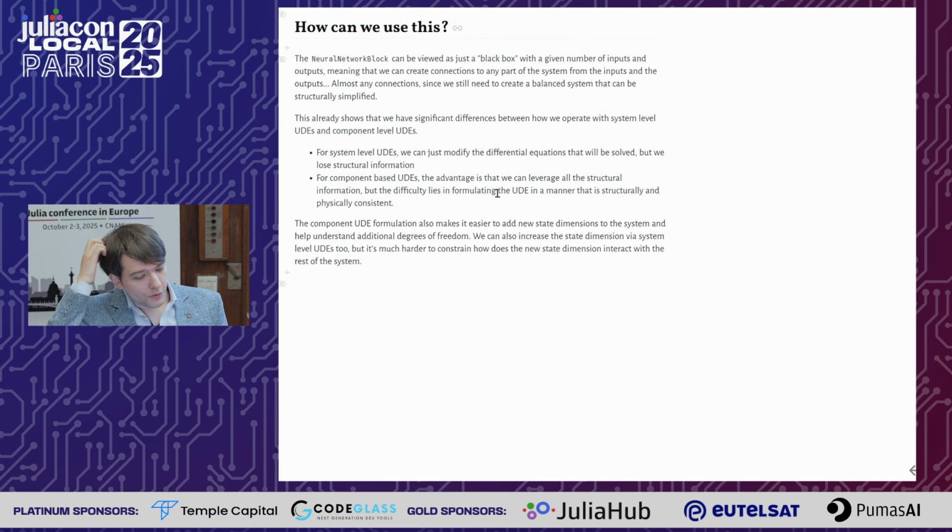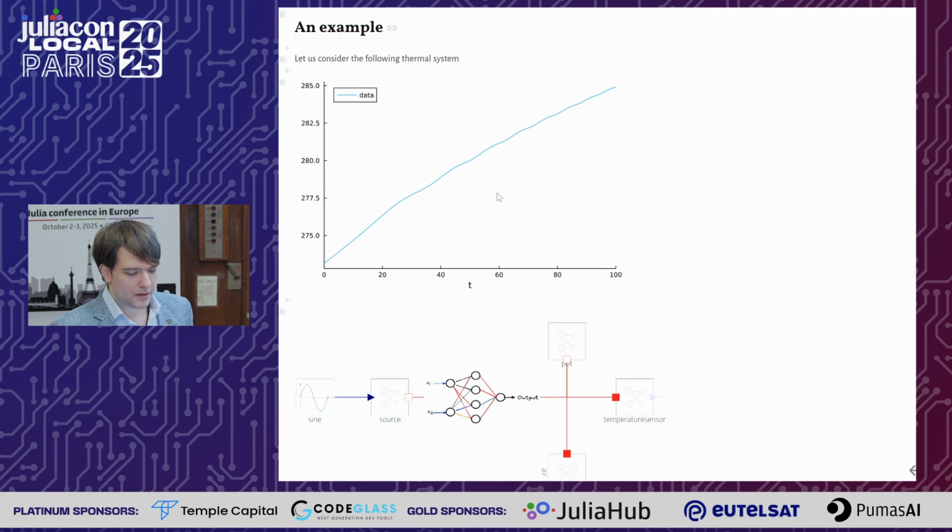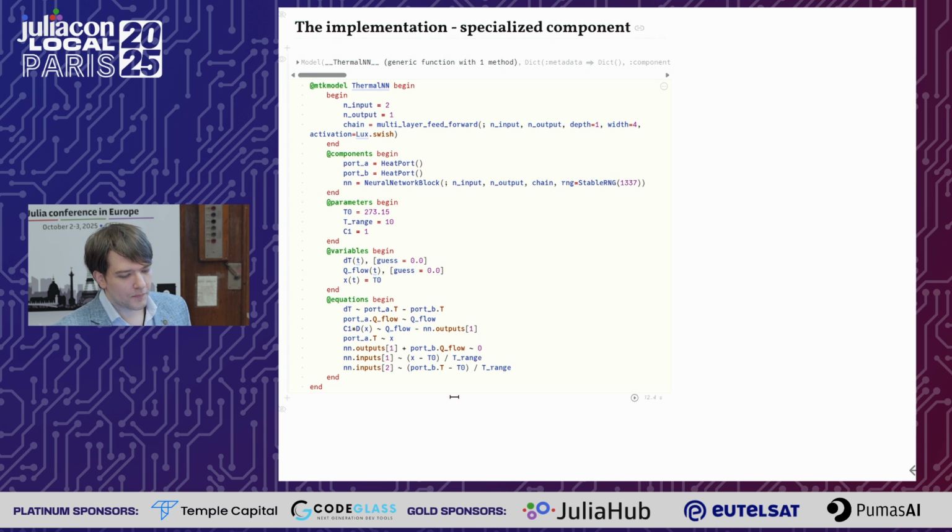So how do we use this? We just build our model as usual, and then create a new system representing the network. As an example, I'm going to take the thermal system presented earlier, generate some data, and then put a neural network somewhere inside the system, instead of the components that I had earlier.